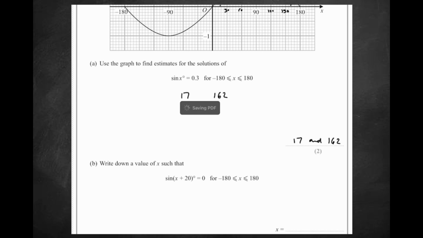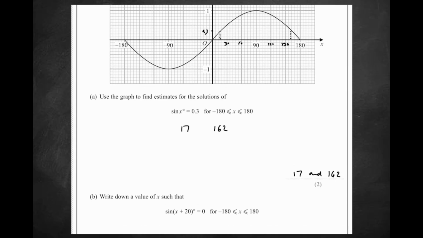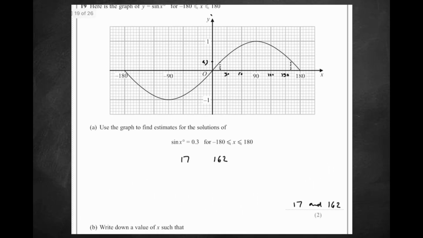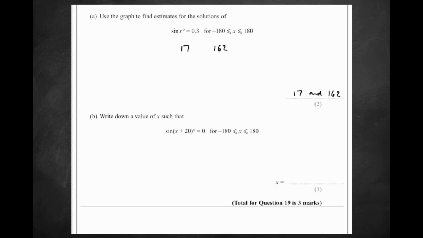And part B, write down a value of x such that sine of x plus 20 degrees equals 0 for minus 180 to 180. So all you would need to do there is shift the graph by 20. Sine x equals 0 when x is 0. So I can just say minus 20. As you add 20 to that, you get 0, and then the graph above gives you 0. I'm not going to overthink it, it's a 1-mark question.